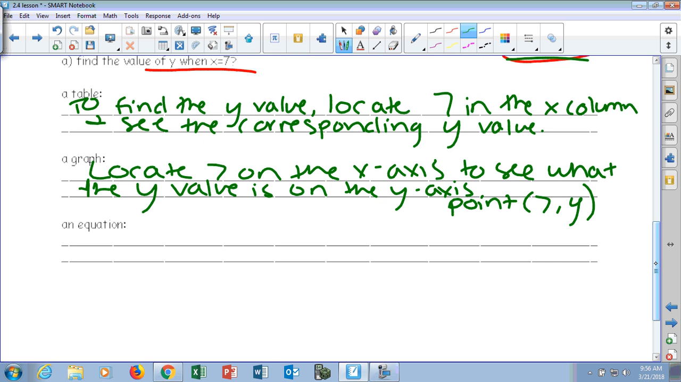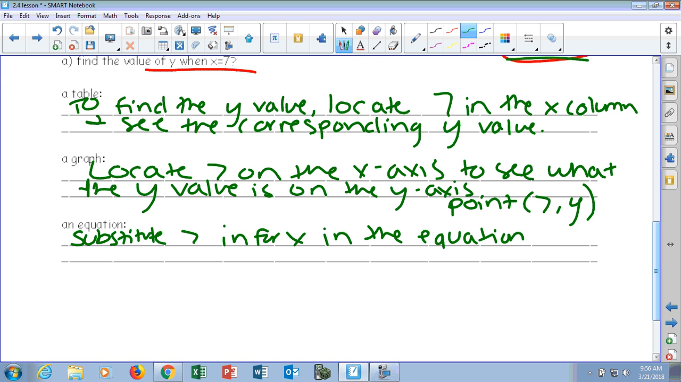And then lastly, we did this with our equation. We already solved it. So when we're given an equation and we're given one of the values, we can find the other value by plugging in that number. So if I substitute 7 in for x in the equation, and simply just solve for y, like we were doing at the top of this page.